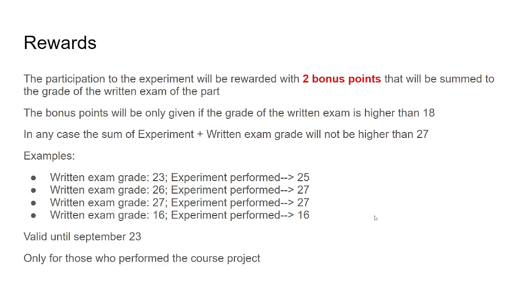If you have 26, you go to 27. If you have 27, you go to 27. If you have 16, you remain on 16 because it is below 18, which is the minimum grade to pass. And again, these 2 points will only be awarded to those that perform the course project.